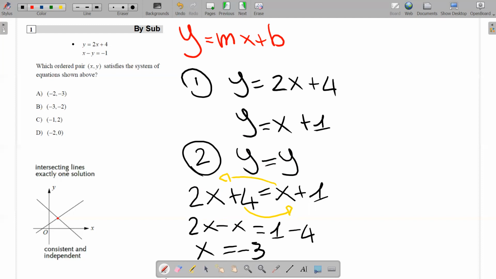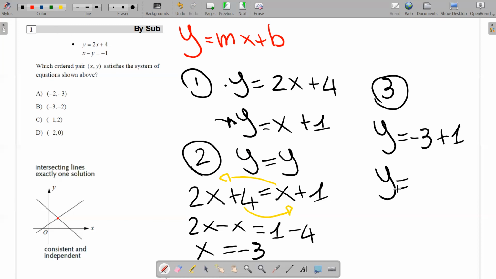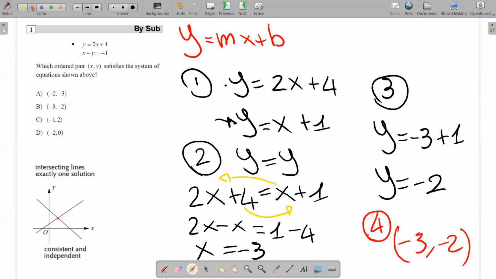That's it. We already found the x coordinate. To find the y coordinate, what do we do? We take the value of -3 and we plug it into one of these two equations. Which equation? Well, it's up to us. For example, we could choose the second one and we will say y equals -3 plus 1. That means that y here is -2. So our coordinates are simply -3 for x, -2 for y. And that's why our answer in this case is answer B.